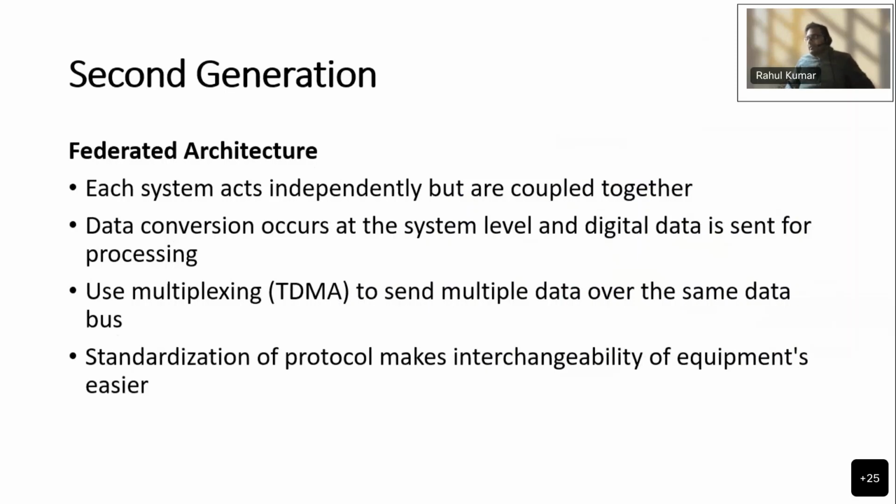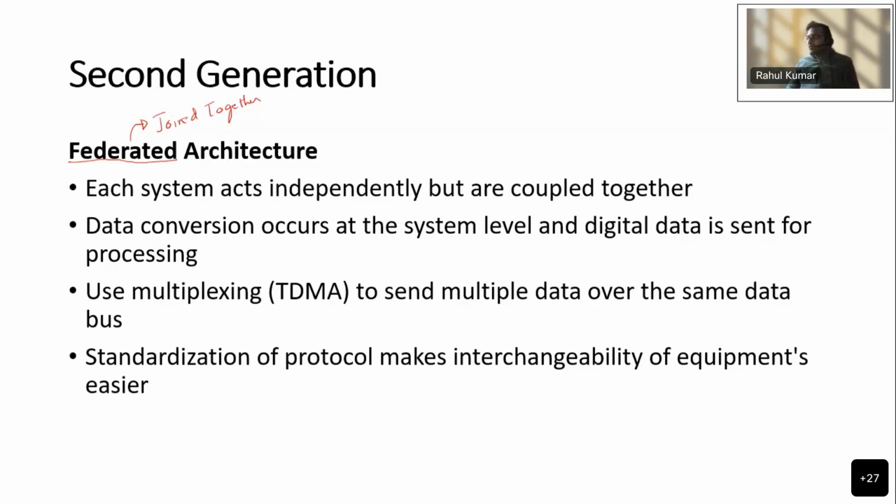The second generation architecture, the first one, was the federated architecture. Federated means joined together. So in second generation federated architecture, each system acts independently, but they are united, or loosely coupled.